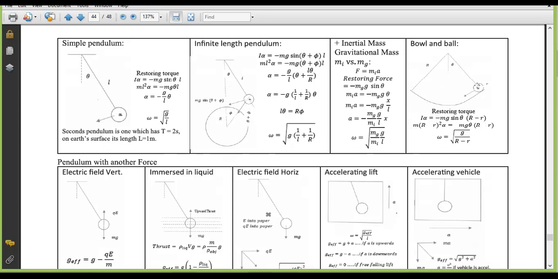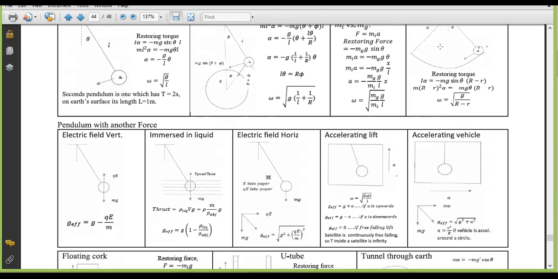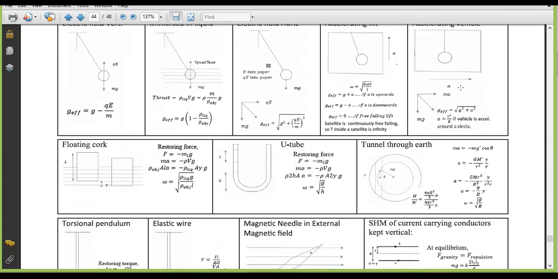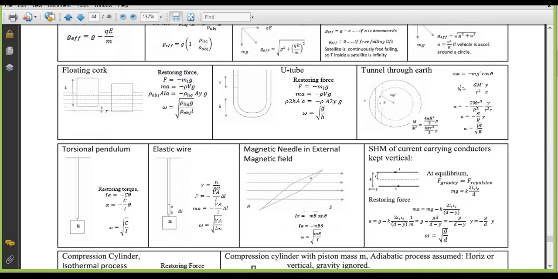What if you take a big bowl and put a small pebble inside, like a marble? It will keep on going back and forth for a few seconds, and that will also be a simple harmonic motion. So that's why it's given as bowl and ball. These are all, I think, given in your additional exercise. For some of the topics, you will need some help.